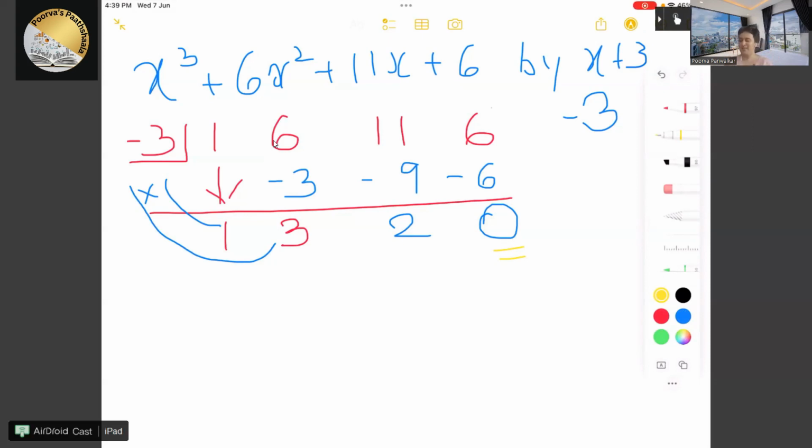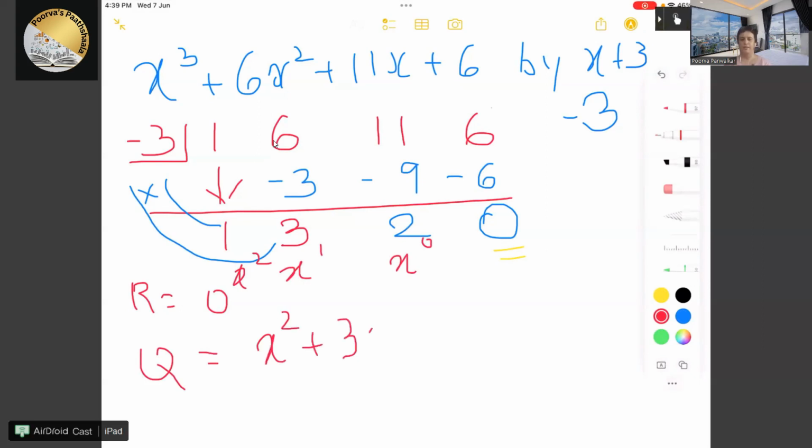So here my remainder is 0. Now, how do I write? What do I do with those 1, 3, and 2? So starting from the right hand side, I start writing the variables in the increasing order. So it is x raised to 0, this is x raised to 1, and this is x squared. So my quotient will be written as x squared plus 3x plus 2. So that's it. My remainder comes out to be 0, and my quotient comes out to be x squared plus 3x plus 2.